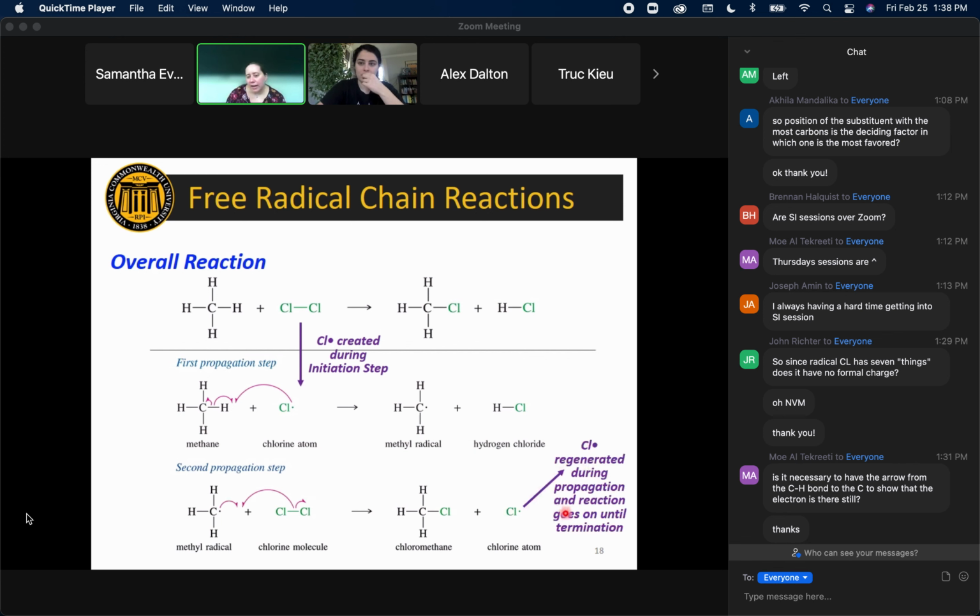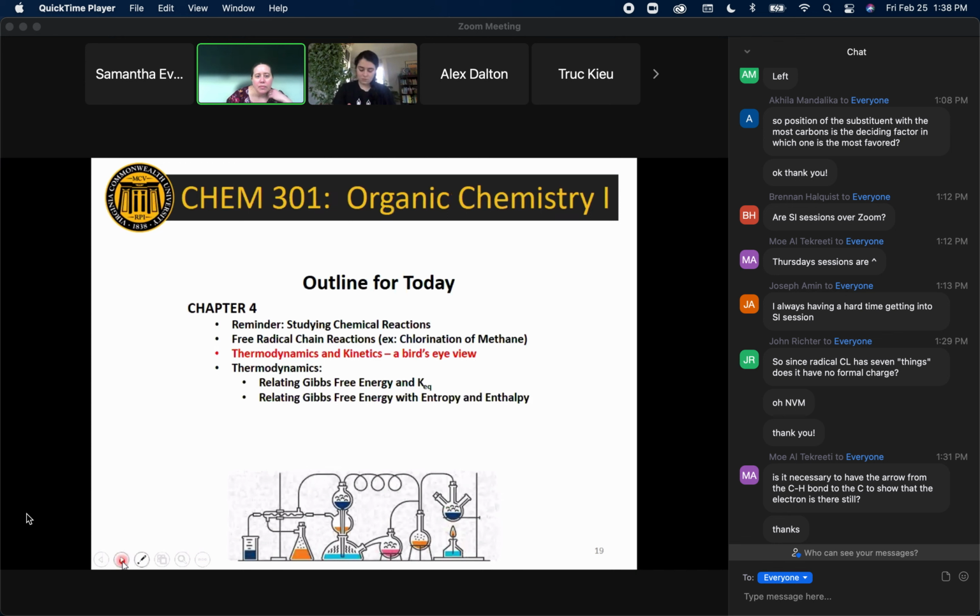That chlorine radical that has been regenerated can go back to another molecule of methane and start this process over and over again. So with one photon, where we generate two chlorine radicals, we can then just keep going around and around this cycle to generate a whole bunch of chloromethane until we terminate all of our radicals just because they happen to run into something else that could terminate them. Okay, so that's the overview of the free radical chain reaction.